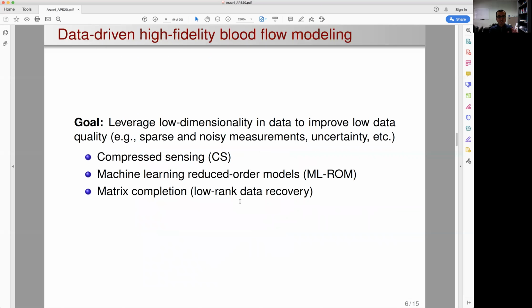Now the goal of our study is to leverage this low dimensionality in our data and use that to improve the quality of the data. By improving quality, I mean that we want to overcome sparse and noisy experimental measurements, and we also want to overcome uncertainty in our high-resolution CFD simulations. I'm going to talk about 3 different classes of problems, and I'm going to provide examples for each today.